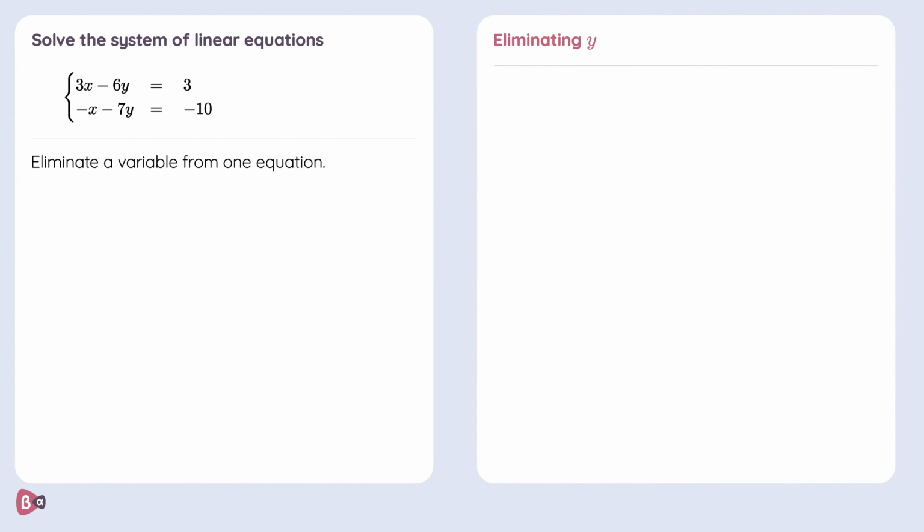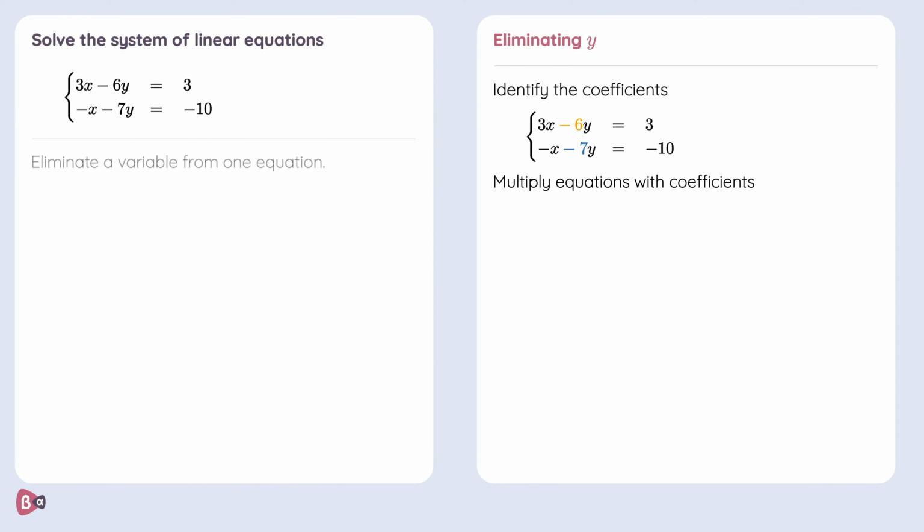Let's eliminate y. The first step is to just copy the original system we had. And because we'll be eliminating y, we are interested in the coefficients that are in front of y. So the first coefficient is minus 6 and the second coefficient is minus 7. Next up, we'll multiply both equations by the coefficient in the other equation. So let's copy the first equation and multiply it by minus 7. Now let's copy the second equation and multiply it by minus 6.